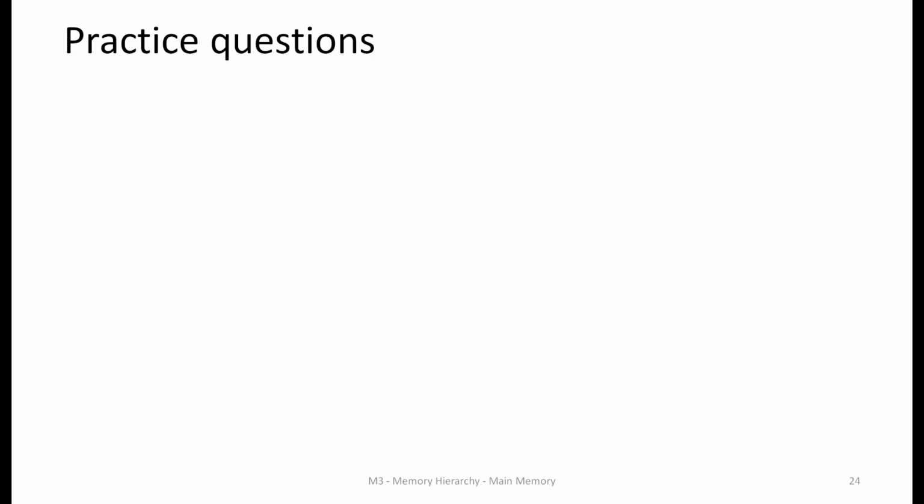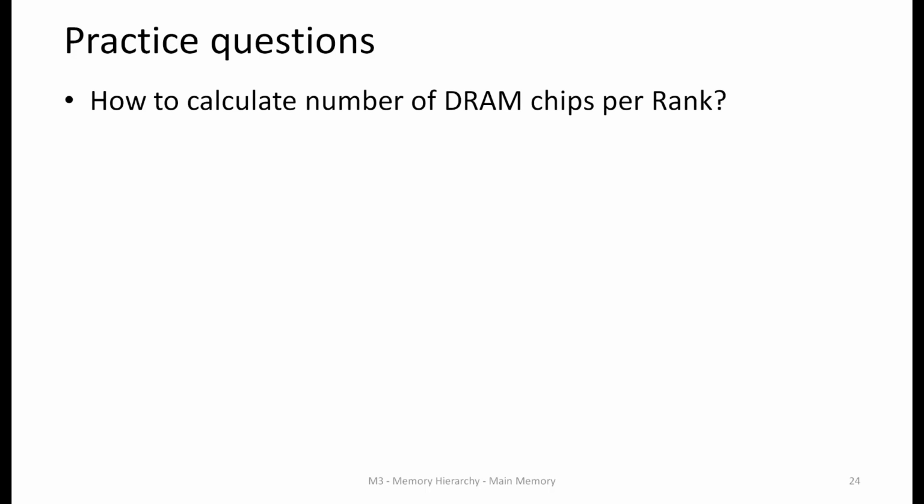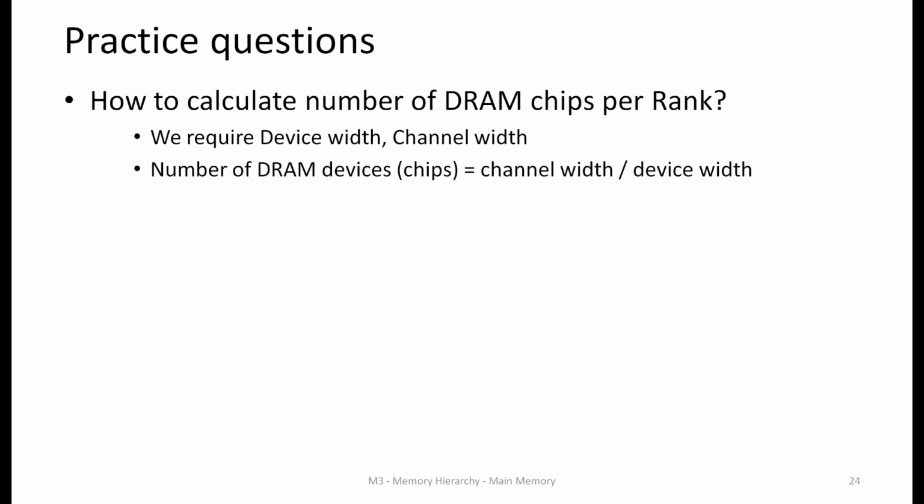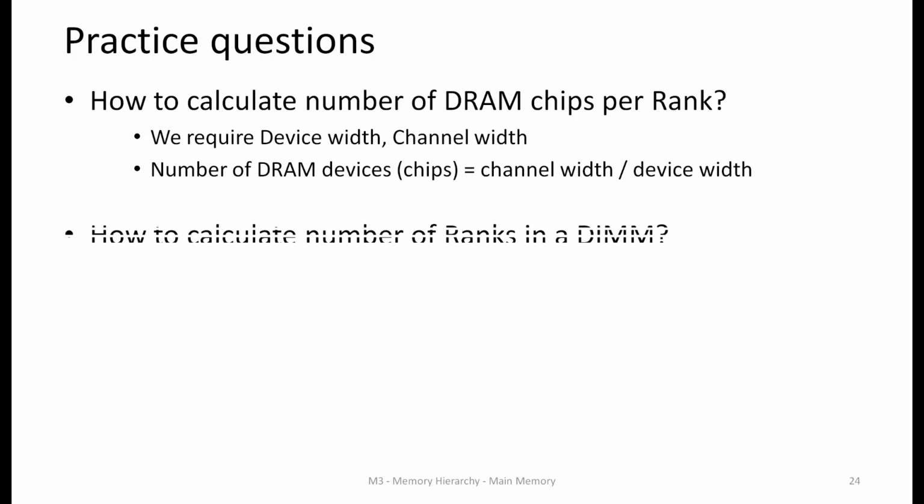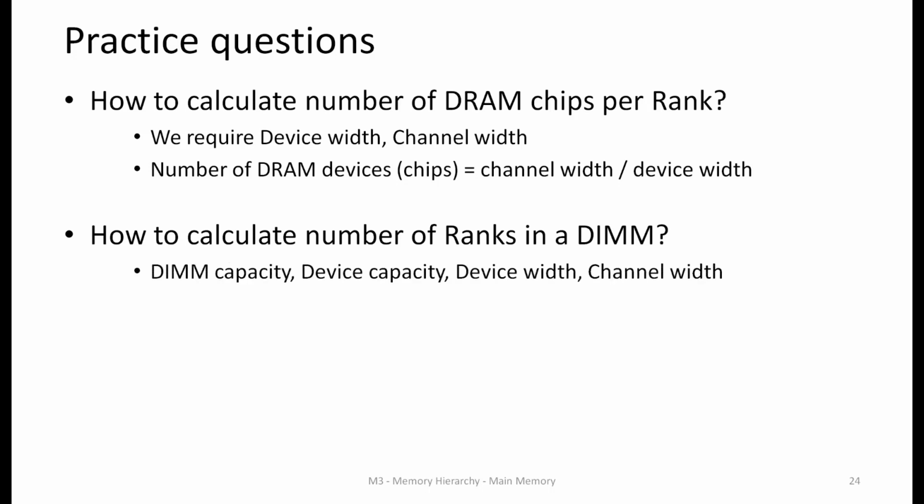So with that, let's look at some questions for practice. How do we calculate the number of DRAM chips per rank? We have just seen that we would need both the channel width and the device width, and the number of DRAM devices or chips is given by channel width divided by device width. Now, how do we calculate the number of ranks a DIMM has? For this, we would need the total DIMM capacity, the DRAM device capacity with which this DIMM is made, and the DRAM device width along with the channel width.